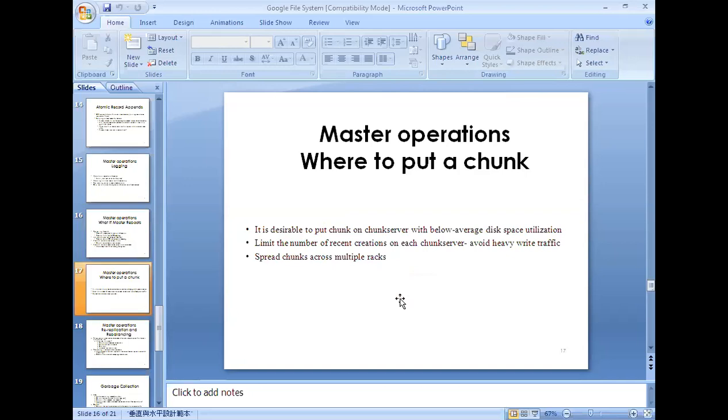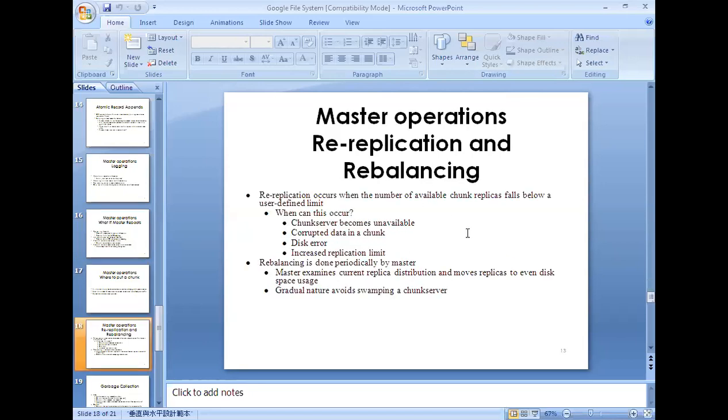Okay. Where to put the chunk server? Okay, this we can. All right. Another important point is master operations, re-replication and rebalancing. Re-replication. Already we have replicated the data.